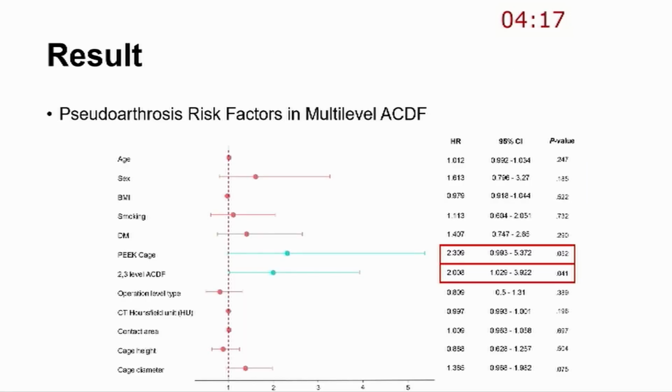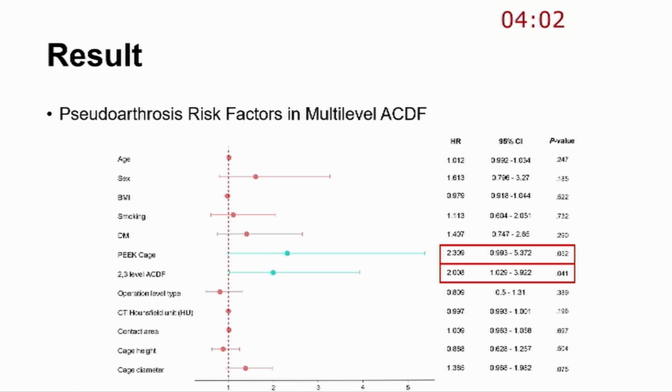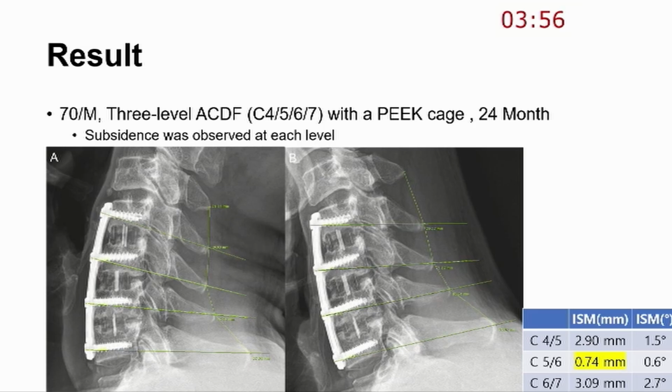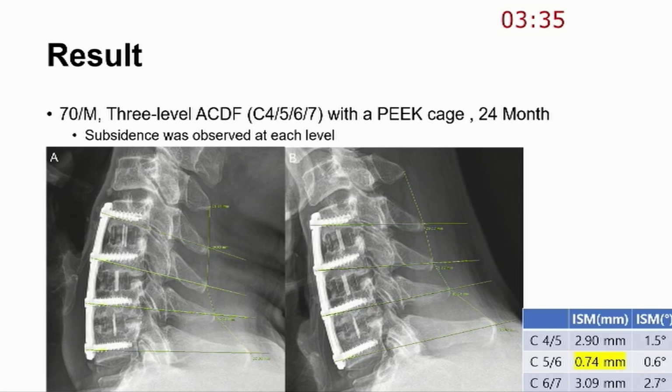In multivariate regression analysis, we can see the risk factors in ACDF surgery. Using a PEEK cage is a higher risk for pseudoarthrosis. And multi-level surgery also has a higher pseudoarthrosis risk. This is a case using a PEEK cage in a 70-year-old male patient with 3-level ACDF. You can see even 2 years after surgery, the 4-5 still has 2.9 millimeters of motion, 5-6 is 0.7, and 6-7 is pseudoarthrosis.